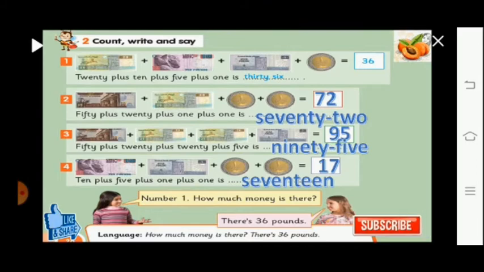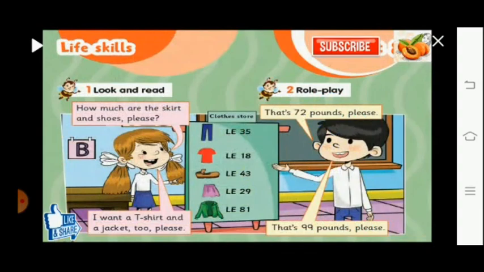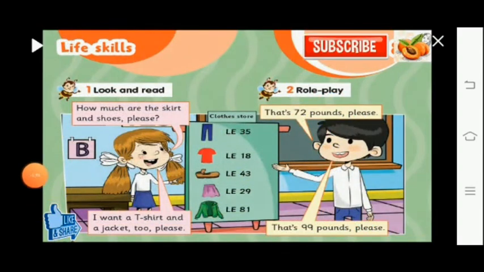Number 1. How much money is there? There's 36 pounds. Number 2. How much money is there? There's 72 pounds. Number 3. How much money is there? There's 95 pounds. Number 4. How much money is there? There's 17 pounds. Life skills. Look and read. How much are the skirt and shoes, please? That's 72 pounds, please. I want a t-shirt and a jacket, too.